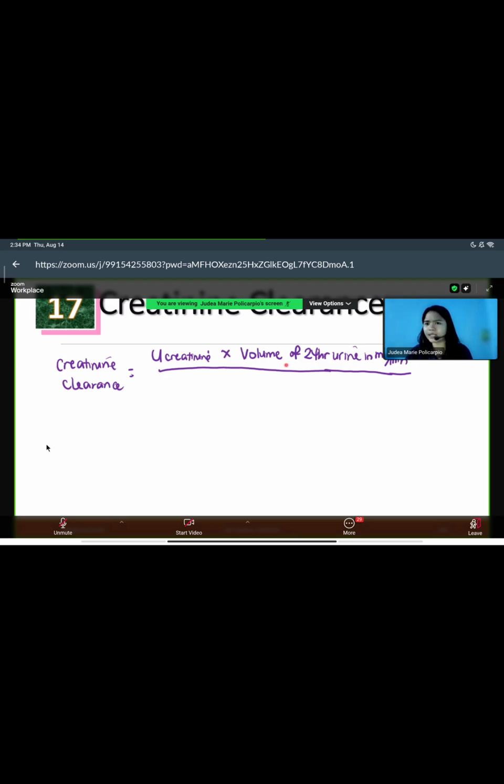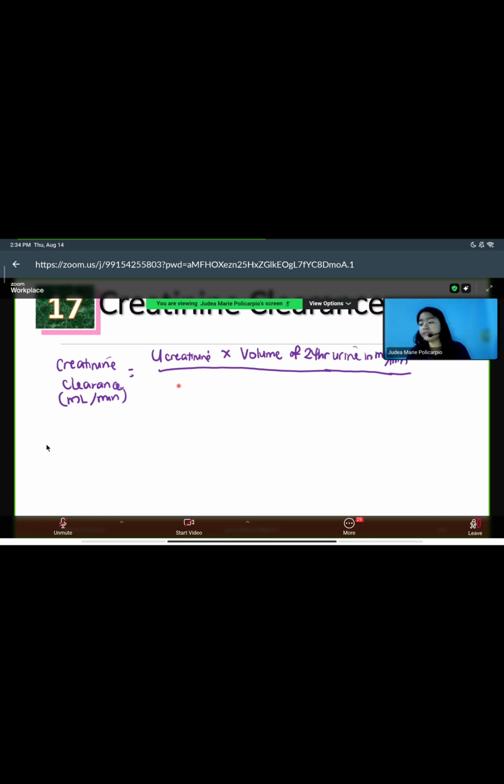Bakit nga pala kailangan naka-ml per minute? Bakit kailangan naka-ml per minute yung volume ng urine natin? Kasi ang unit ng creatinine clearance ay ml per minute. So that's why dapat dito pa lang para makuha natin yung lalabas na ml per minute, dapat volume pa lang ng urine naka ml per minute na.